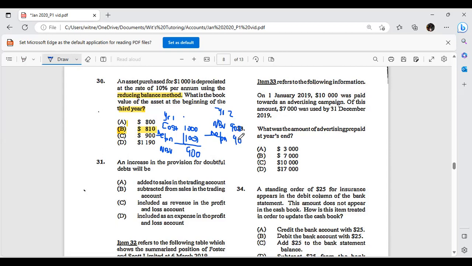You subtract your depreciation from the book value, and you're left with 810, which is going to be your new book value at the end of year two. That simply means you're going to start year three with that same amount, because whatever you end a year with, that's what you start the following year with. And that is why at the beginning of the third year, you get $810. Okay, that's it.